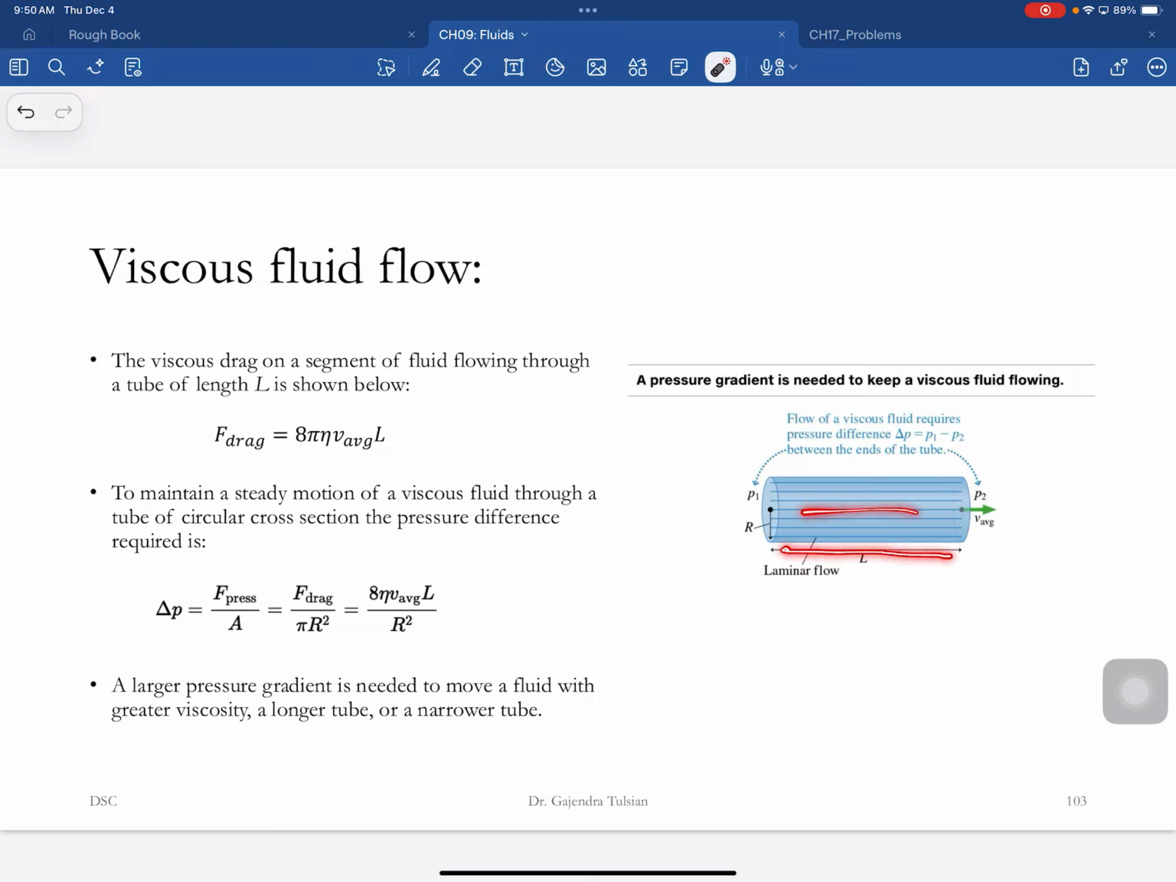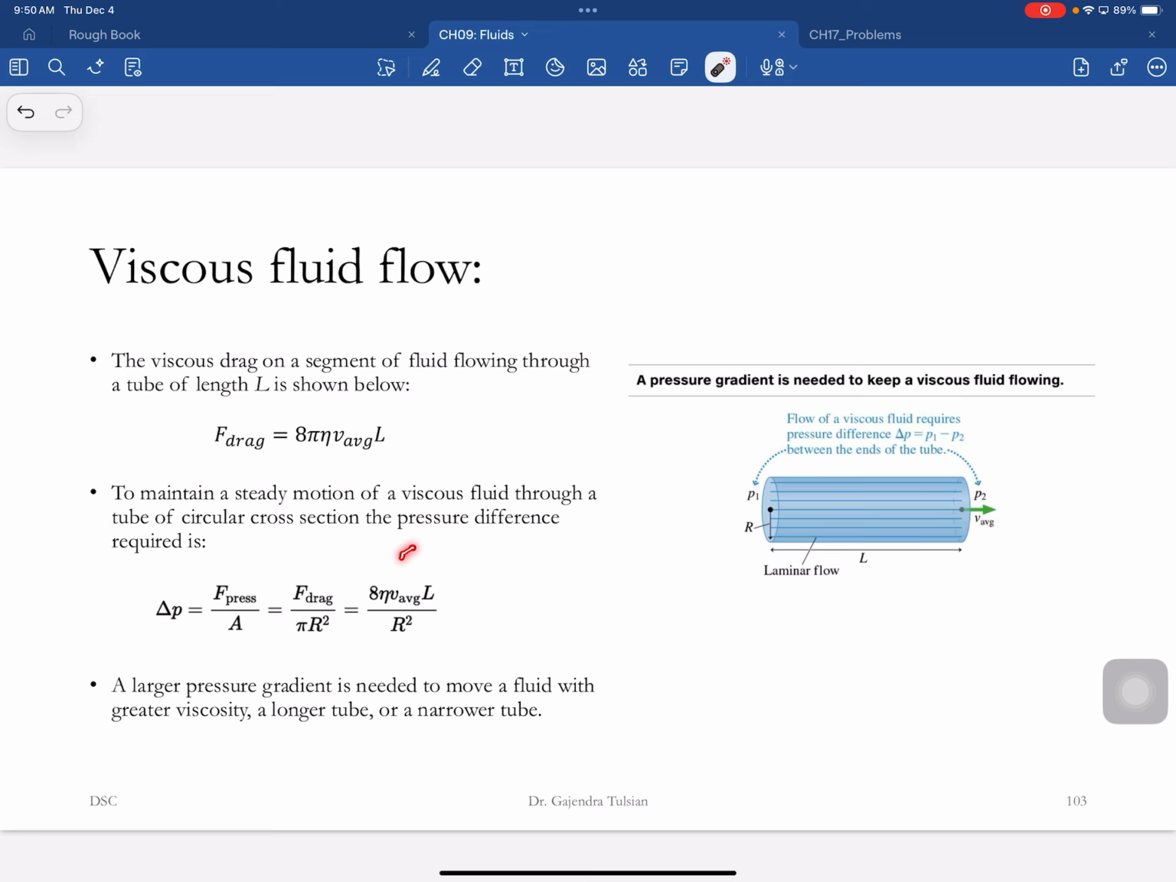L is the length of the tube. And the higher the pressure difference, you get a greater flow rate. So the pressure difference is the force of the pressure divided by the area, which should equal the drag force divided by the area of the tube. By the way, here is the drag force. So this is the resistance force, and that's because of the viscosity. Higher the viscosity, higher the drag force.